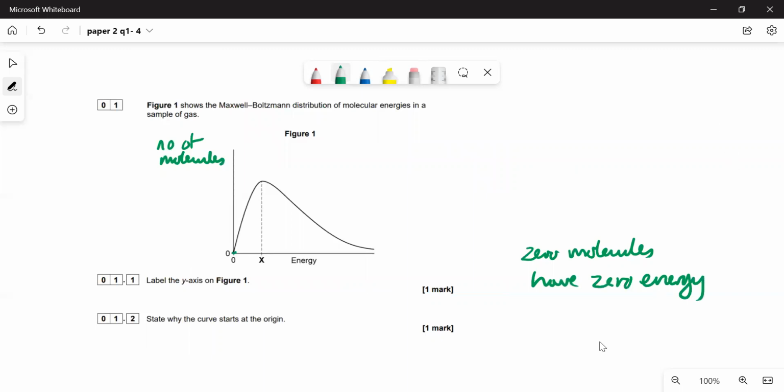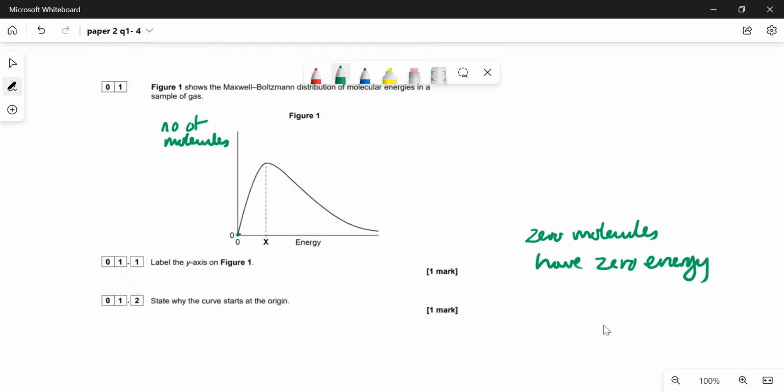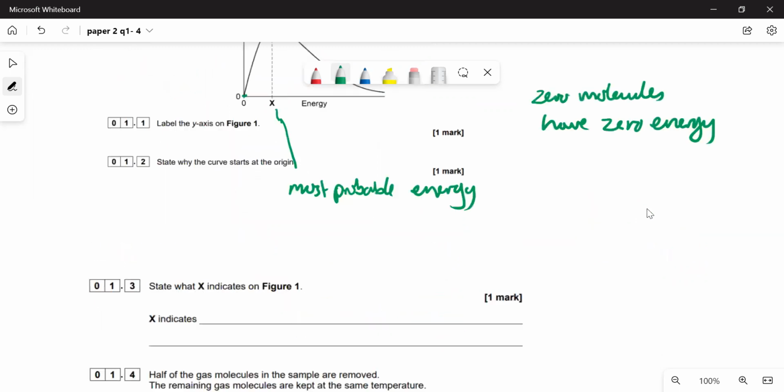Then it says, state what X indicates on the figure for 1 mark. What is X? Well, I usually say it is the most probable energy of the particle. It's not really the mean because the curve is asymmetric, but it is the mode. It's the most probable energy of the particles.